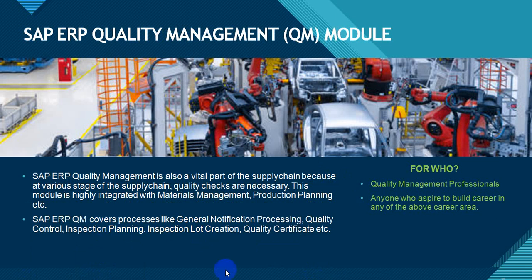Alright, so the SAP ERP QM covers processes like quality notification processing, quality control, inspection planning, inspection lot creation, quality certificates, etc. Quality management professionals are some of the people that can take this, or anyone, supply chain professionals too can take this.